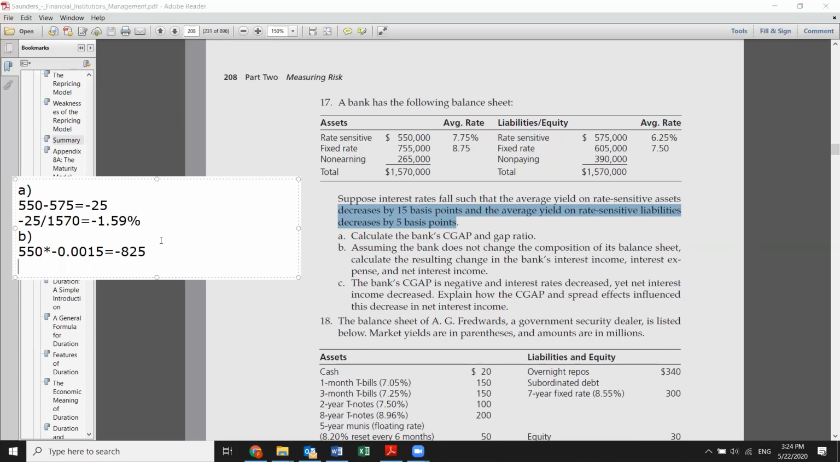Now we're talking about interest expense, 575 times minus 0.0005. That would bring us minus $287.50. And change in net interest income is minus 825 minus, in the bracket, minus 287.